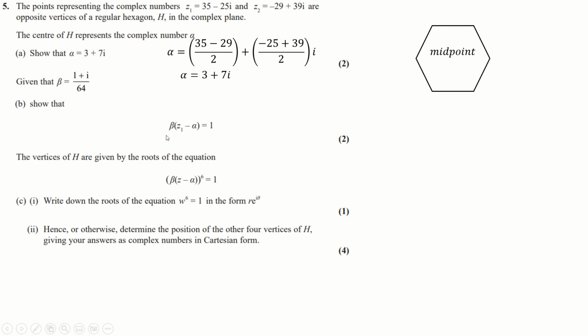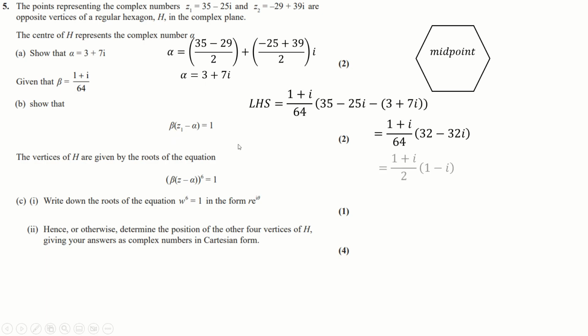Given beta is this, show this thing here. So beta is that, put that in there. Z1, put that in there. Alpha, put that in there. Say the left-hand side equals, and then just do some very basic maths. Pull out 32 and do some multiplying, and you get the right-hand side is 1. Good.